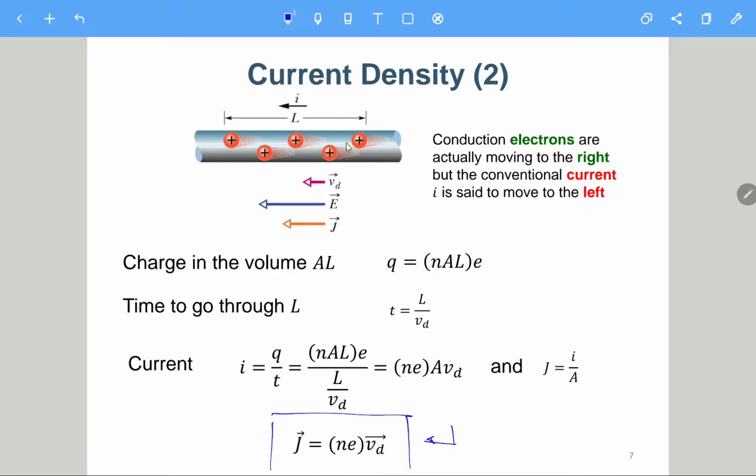So we assume the moving charge is positive here, and the velocity of the charge is v sub d. And as long as there is some current moving to the left, there should be some electric field inside the conductor pointing to the left. As long as E points to the left, it will push the positive charge to the left or push the negative charge to the right. It is the same. So in this case, as long as we have a current moving to the left, the current density is also pointing to the left.